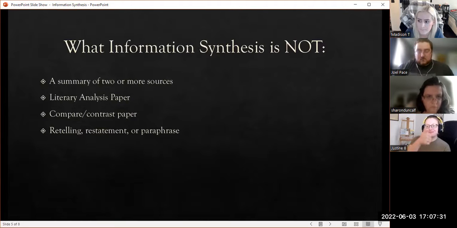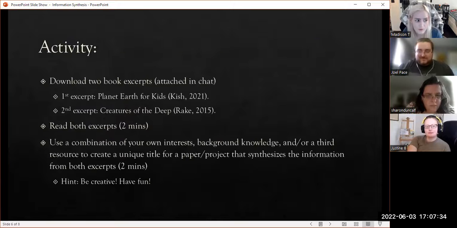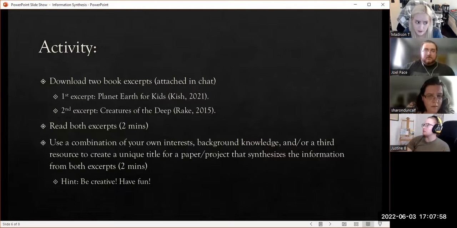Everybody with me? All right, cool. So for this activity, the two book excerpts that I attached are really simple and short, because we only have 20 minutes to do this. So what I want you guys to do is just take a couple minutes and read the excerpts, and then take another couple minutes after that to brainstorm ideas, whether it's a combination of your interests, your background knowledge, or even if you want to choose a third topic or a third source, for directions that you would take this based on the two sources that you read.